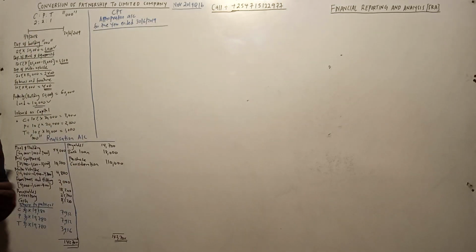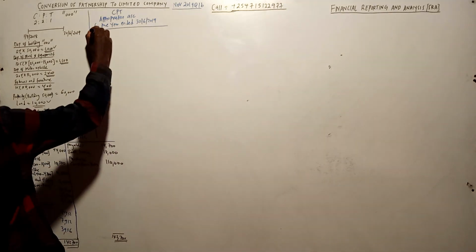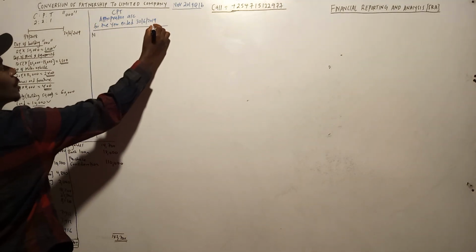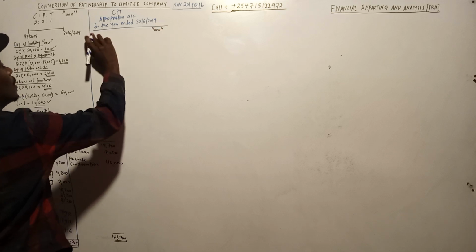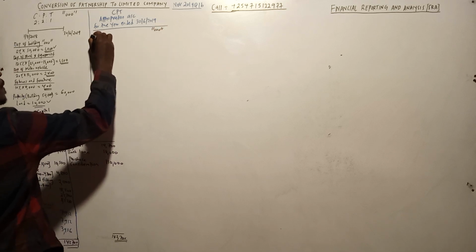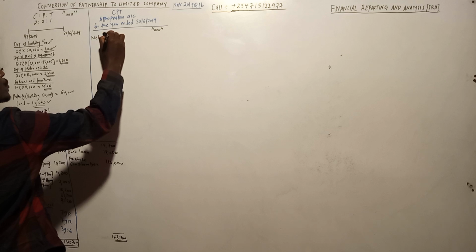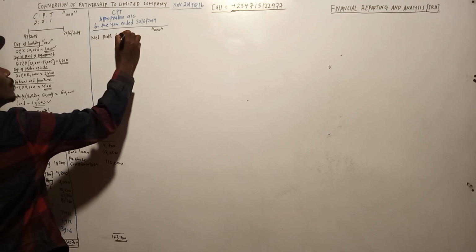Now there's something that was not adjusted, which was in the additional information. Let's go to our question there. We have our net profit for the year. So we start with the net profit for the year. It is in thousand.